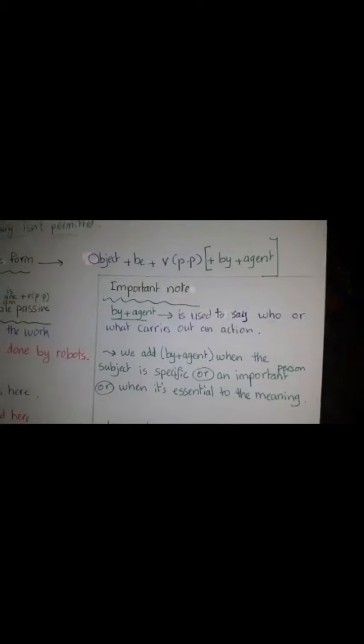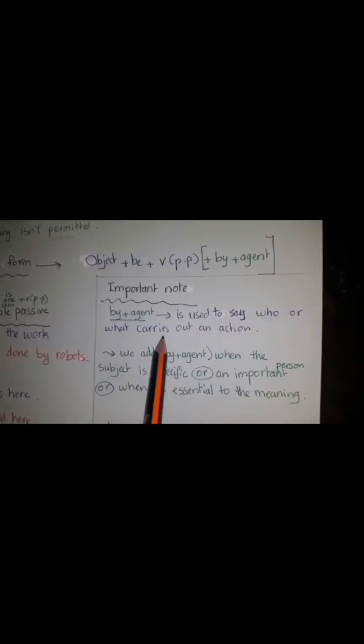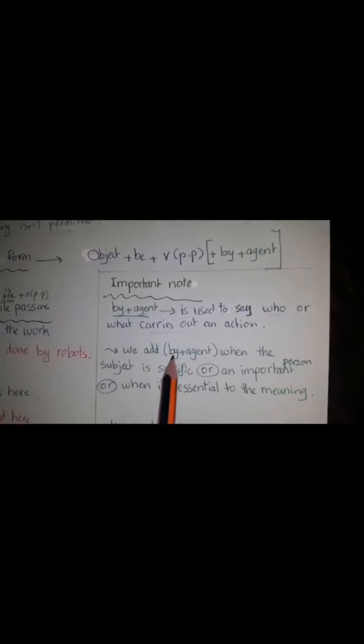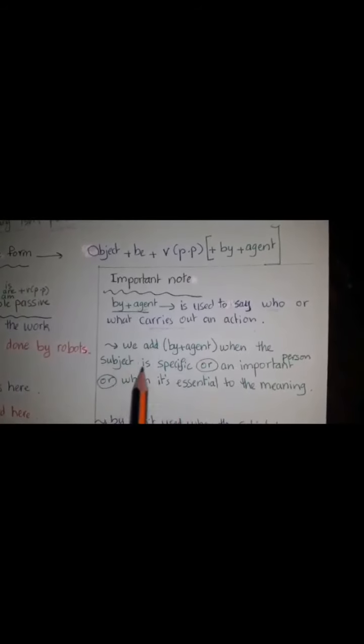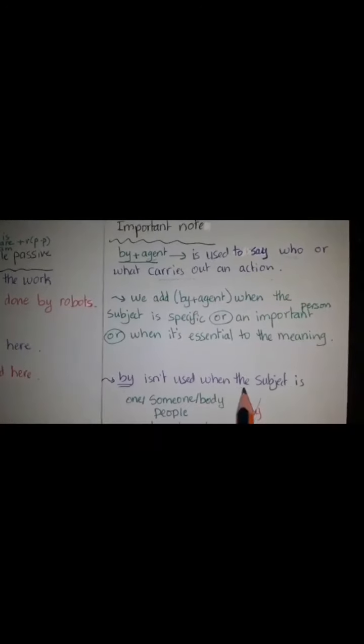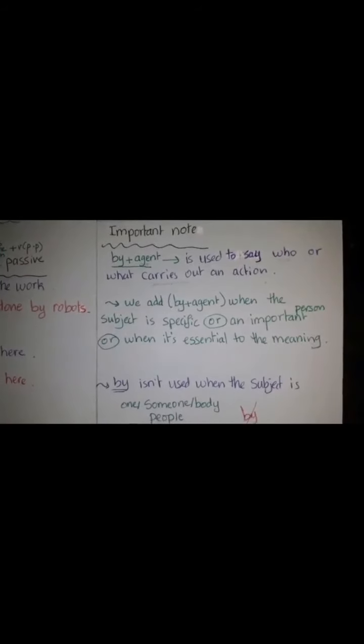An important note: at the end of passive sentences, we use "by" plus the agent. Agent is used to say who or what carries out an action. Carries out means does an action. We add "by" plus the agent when the subject is specific or an important person, or when it's essential to the meaning. We're going to highlight this idea later on through doing the exercises and explaining the lesson. "By" is not used when the subject is one, someone, somebody, people, he, she, they, etc.